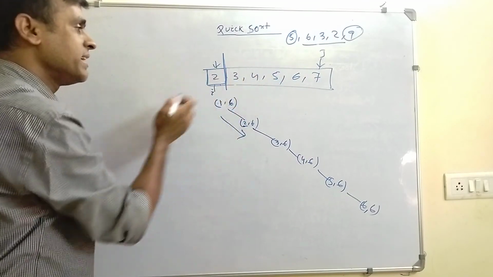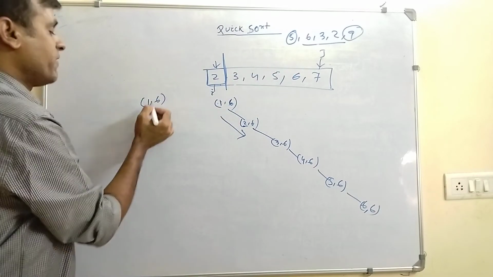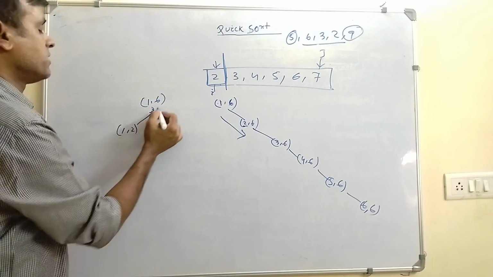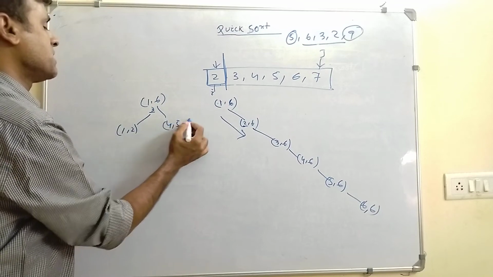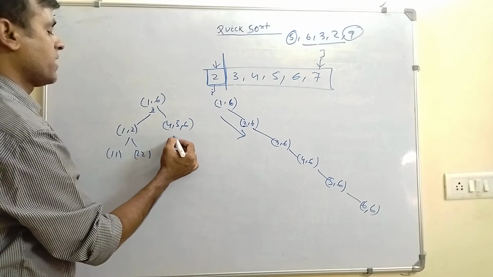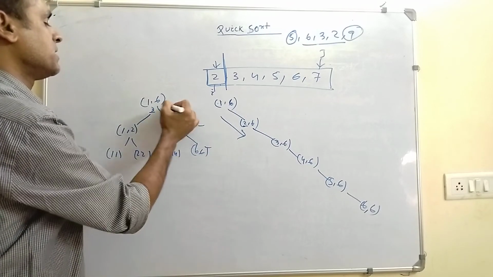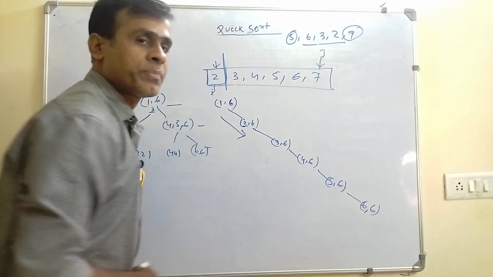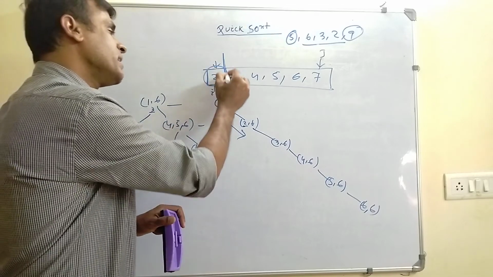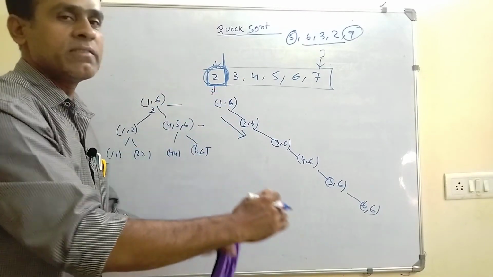If we partitioned exactly in the middle, the tree would be like this. Suppose 1, 2, 3, 4, 5, 6. If the partition happens in the middle, that is 3, then 1, 2 on one side and 4, 5, 6 on the other. Then dividing again: 1, 1, 2, 2, and here the middle is 5, so 4, 4, 6, 6. Here the height of the tree is 3 levels. That means if the array is in sorted order, we take the pivot and divide at the same place, so unnecessary division takes place.